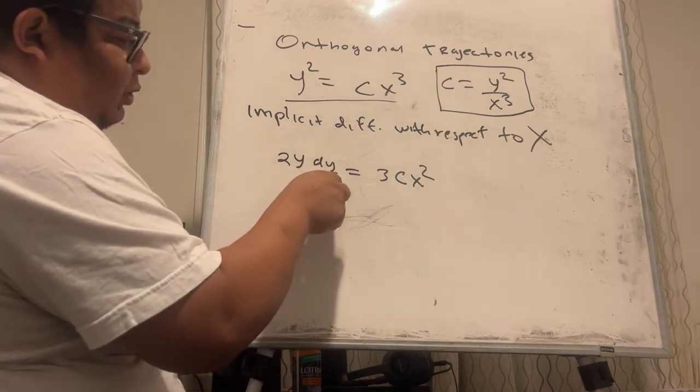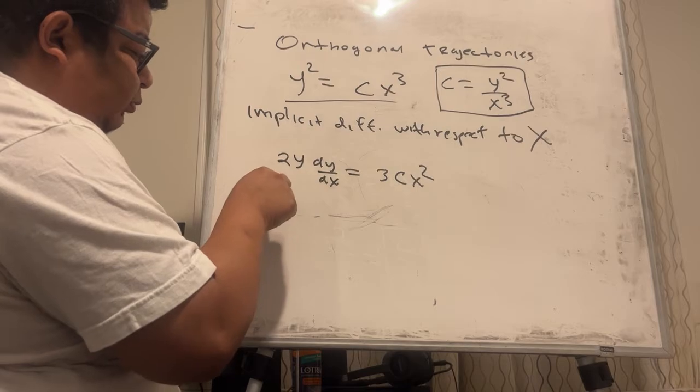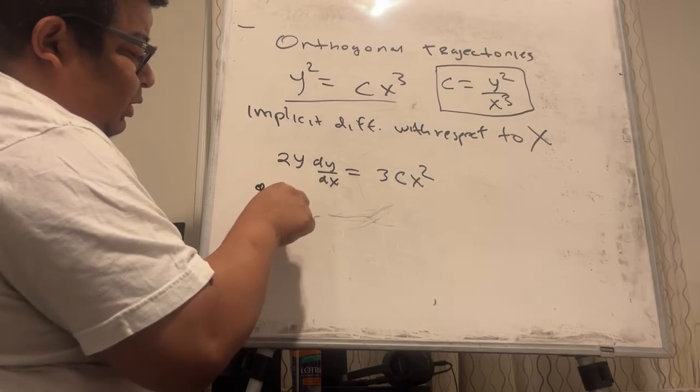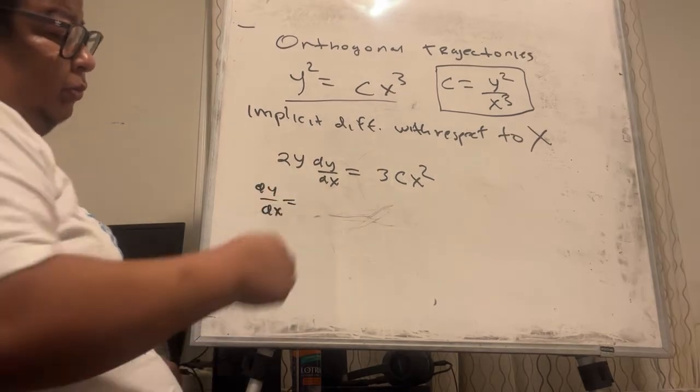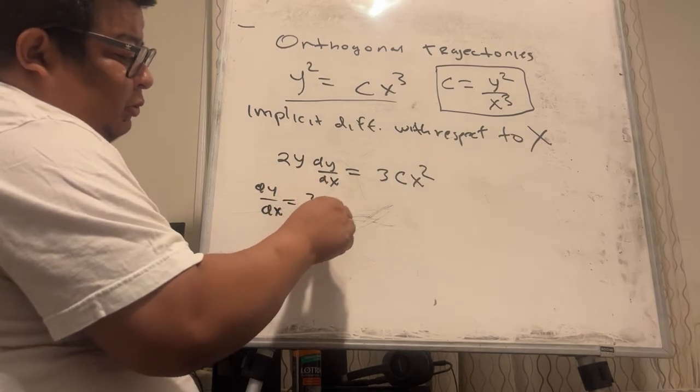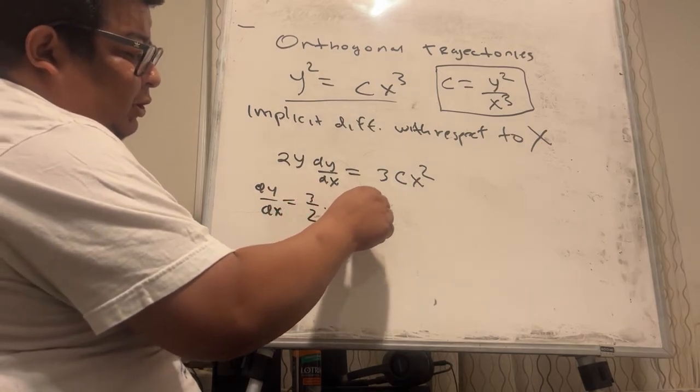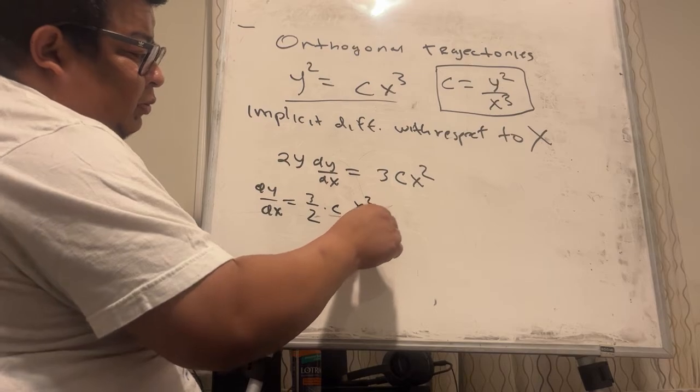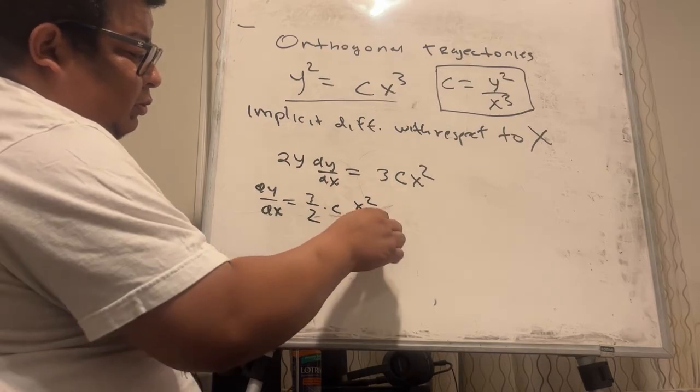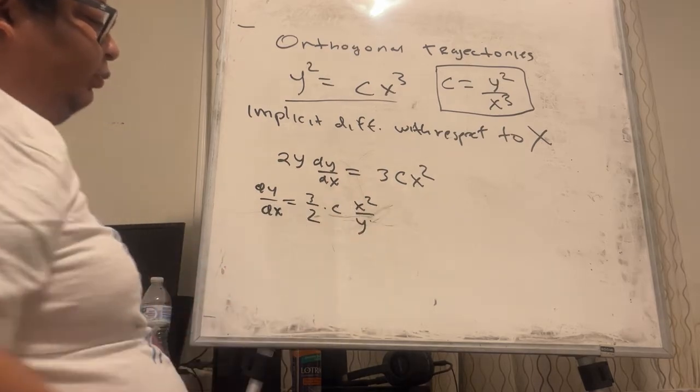Alright, so now we solve for dy dx. dy dx equal to 3 over 2 times cx squared over y.